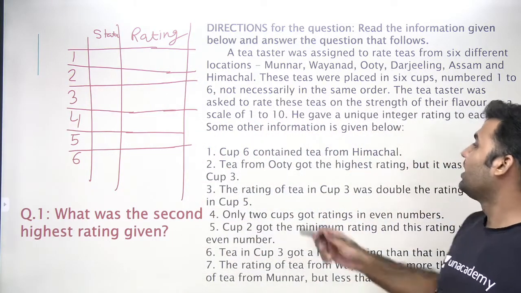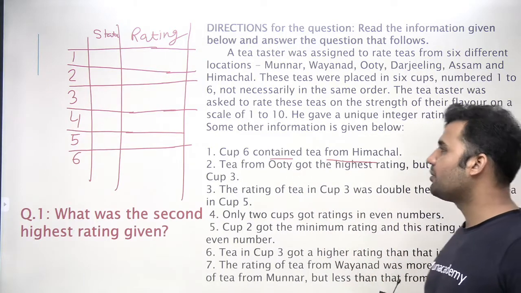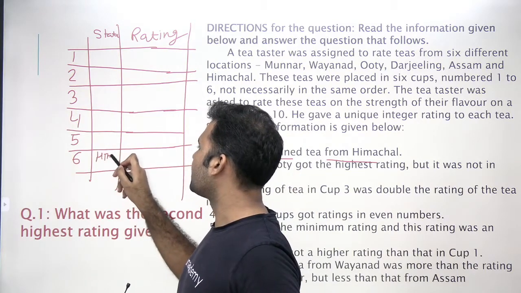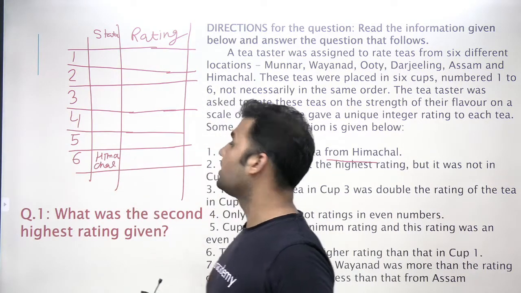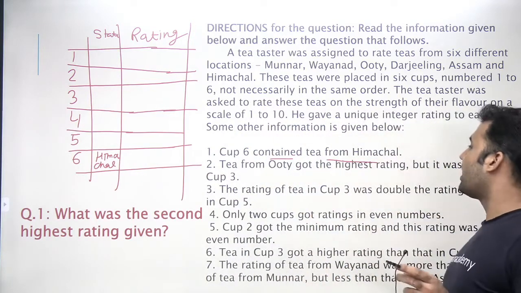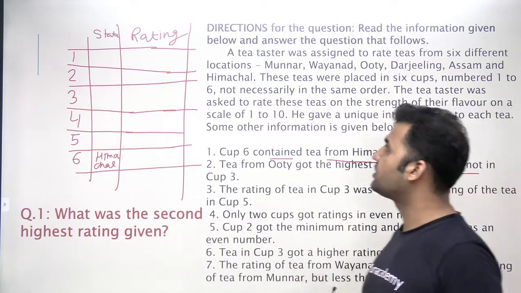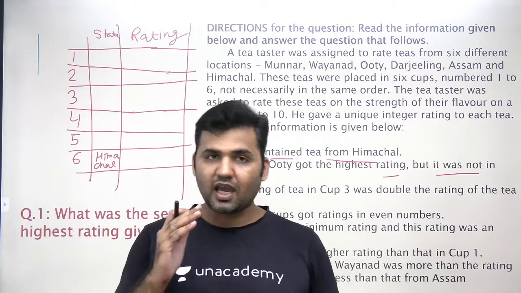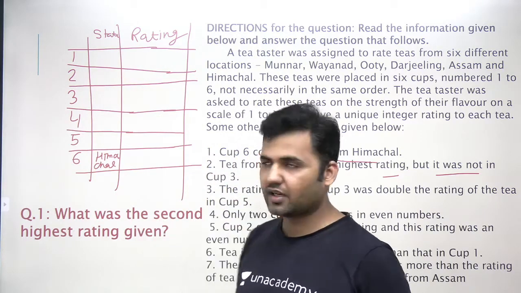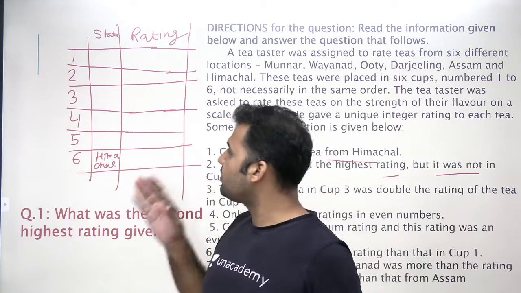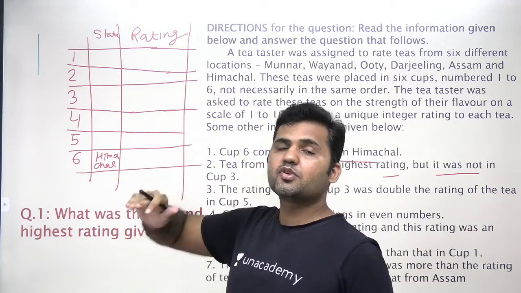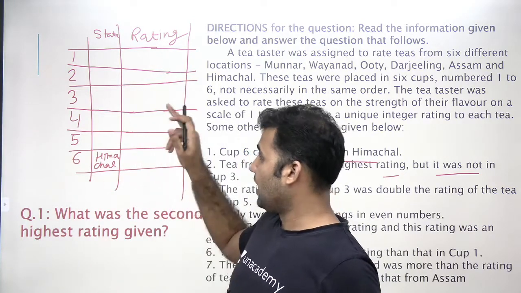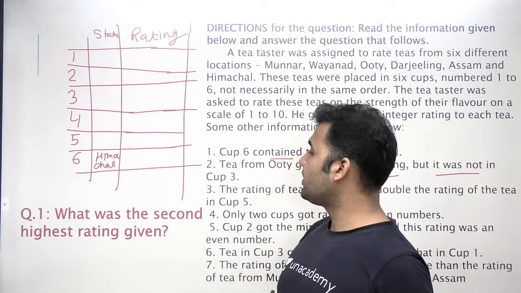The first statement says cup number 6 contains tea from Himachal. So straight away I can write down the name of the state here. The state name is Himachal. Okay. Tea from Ooty got the highest rating, but it was not in cup number 3. What is the highest rating? It can be any number from 1 to 10. We do not know what that highest rating is. Obviously, if there are 6 cups, the minimum possible highest rating is 6. The maximum possible highest rating can be 10. So it can be any number from 6 to 10, but we do not know what the highest rating is. This is something we need to find out.